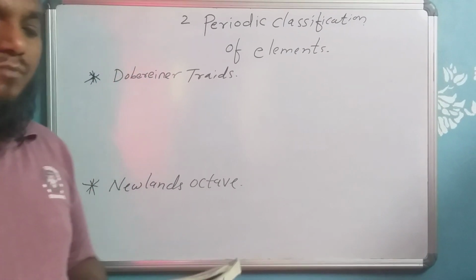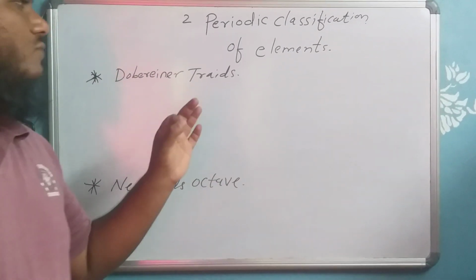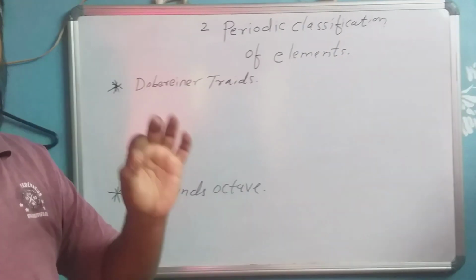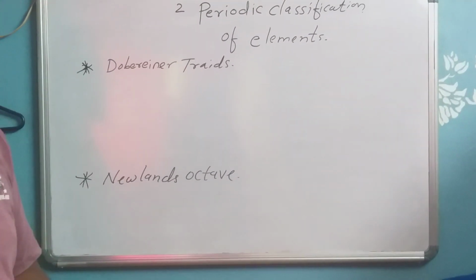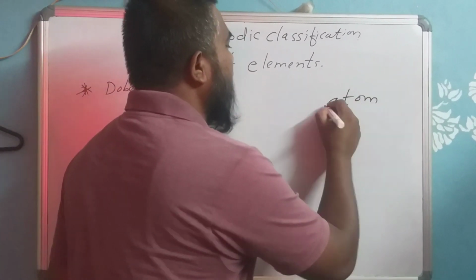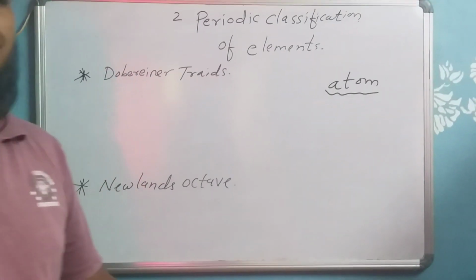What is the smallest particle of matter called? The smallest particle of matter is called an atom. A-T-O-M, atom, the smallest particle of matter.